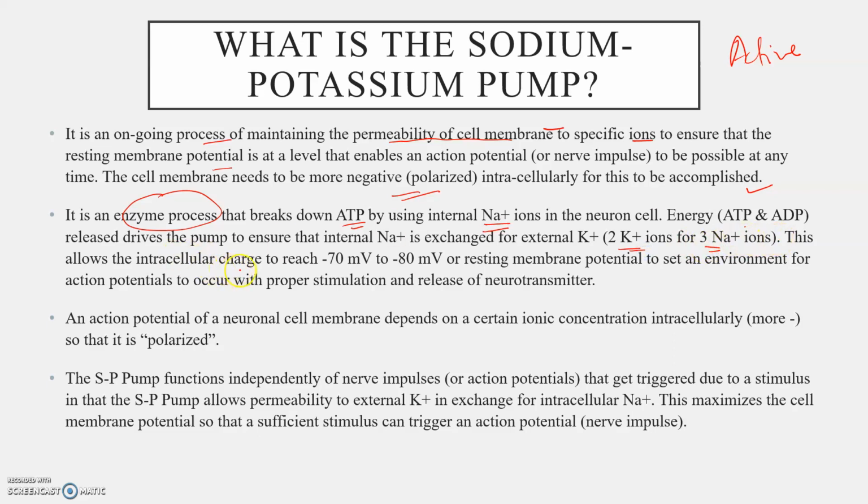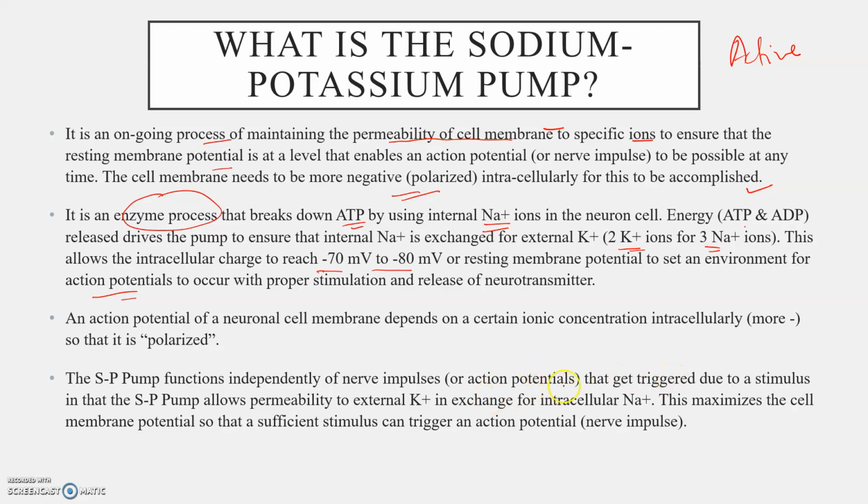This allows an intracellular charge to reach minus 70 to minus 80 millivolt, or the resting membrane potential for the environment, so that action potentials occur with no hassle. Now the sodium-potassium pump also functions independently of nerve impulses or action potentials. So it has the capacity to perform independently also.